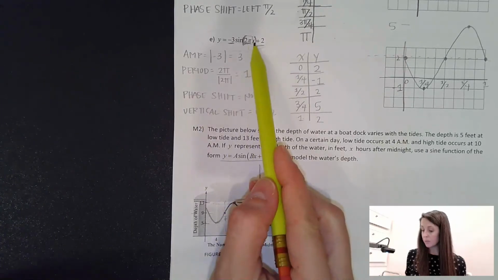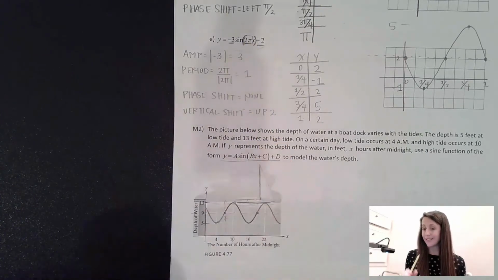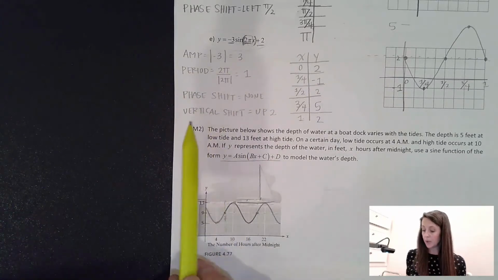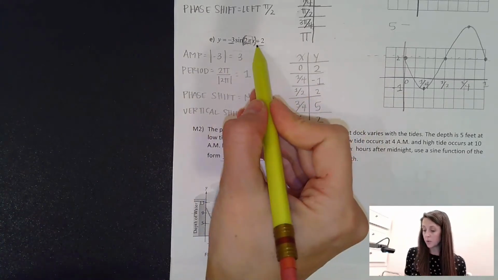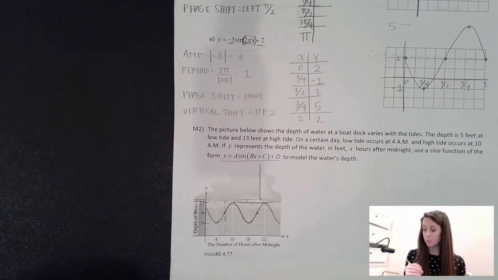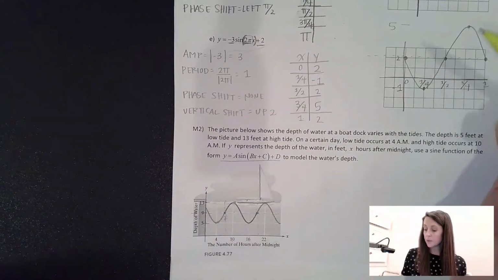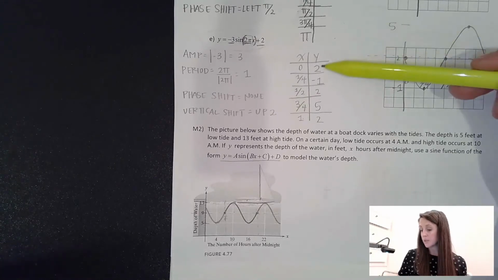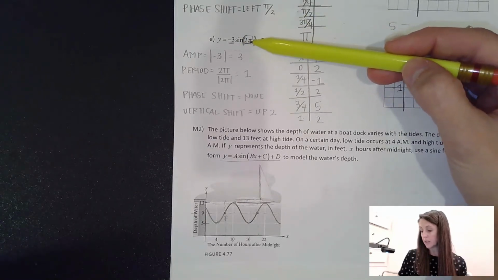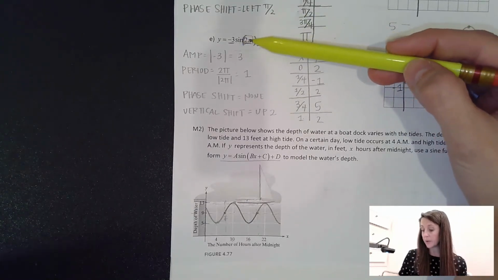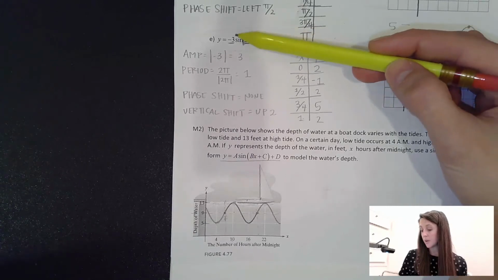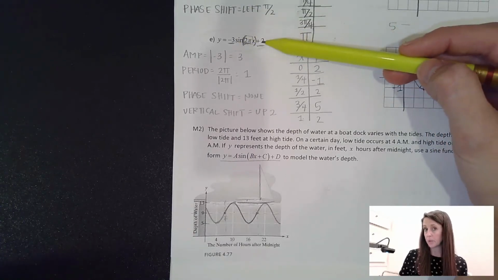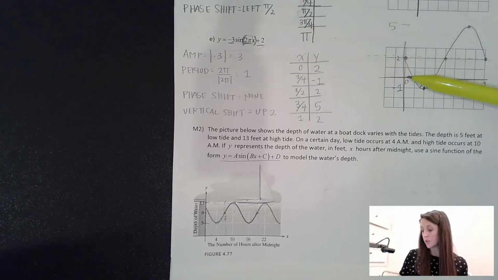There is no phase shift because there is nothing added or subtracted inside the sine function. There is a vertical shift, so the graph is going to move up to that value. I have shifted this graph from 0 all the way up to 2. Sine of 2π times 0 is sine of 0, which is 0. Then 0 times -3 is 0, and 0 plus 2 gives you 2. So I have shifted this graph all the way up to 2.